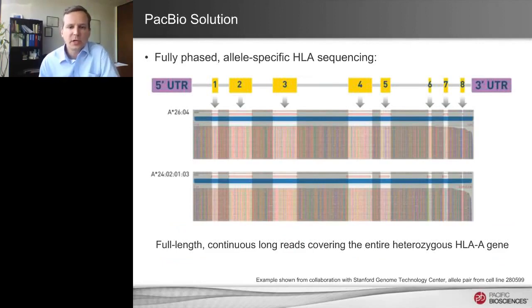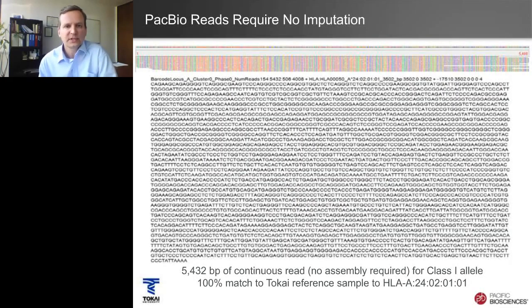Because of the long read lengths that the technology provides, you can sequence the entire gene, all the exons, all the introns, and then we have software that splits out the reads into the two different alleles, calls consensus, and gives a very highly accurate full-length, continuous long-read HLA gene sequence for the two alleles. So this is the type of information that you get. The method requires no statistical imputation.